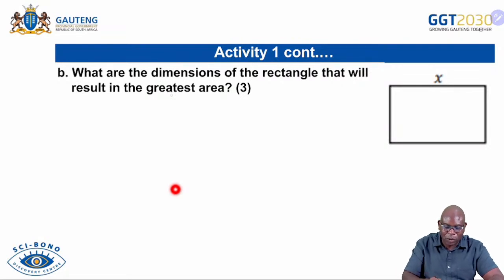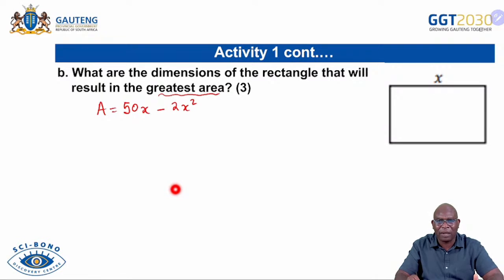The way that is going to guide us to do that, it is that greatest area that guides us to differentiate. So I'll have A equals 50x minus 2x squared. So what should I do there? I want to find the dimensions. I don't know what the dimensions are. I don't need this x, I don't need this 50 minus x. I need the dimensions. So now, what should I do? I'm going to differentiate. I need the greatest area, so I need to differentiate.